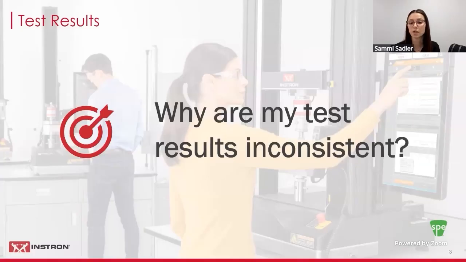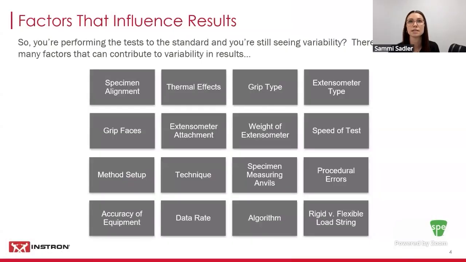Let's get into test results and why they may show some inconsistencies. So here's a large list of some of the factors that can influence your results. Today, we're going to be talking specifically about specimen alignment, extensometer type, along with extensometer attachment.